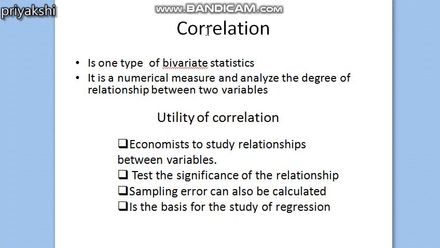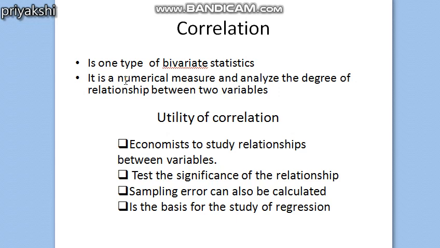So correlation is one type of bivariate statistics, which is the relationship between two variables in which changes in the value of one variable are followed by changes in the value of the other variable. So two variables are involved in case of correlation. One you can call the dependent variable, the other you can call the independent variable. Correlation is a numerical measurement of the extent to which correlation can be found between two or more variables, and it measures the degree of relationship between the two variables.